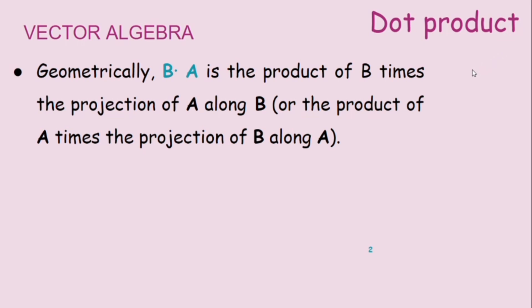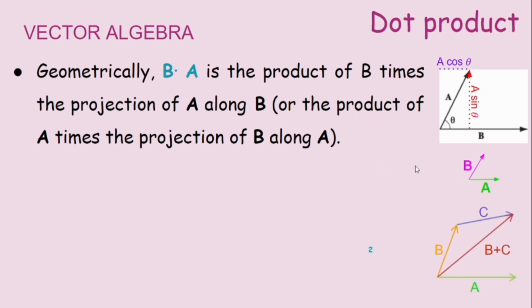Now we can see that B dot A is geometrically the product of B times the projection of A along B. It means that if we have the B vector in the base and A this way, we will have the components of A, A sin theta and A cos theta. Now we take the product with this component of A along B. So this can also be seen as A dot B. The first vector will come in the base and the second will come as the component form.